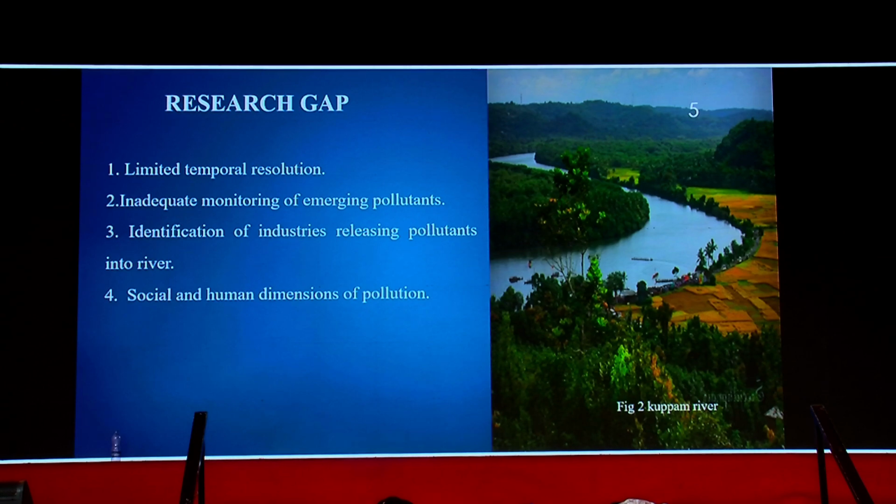Another thing is the identification of industries that are the emission sources, by which we can monitor and mitigate it at the source itself. Also, social and human dimensions of pollution, where GIS can be combined with the social factors that are contributing to the pollution.